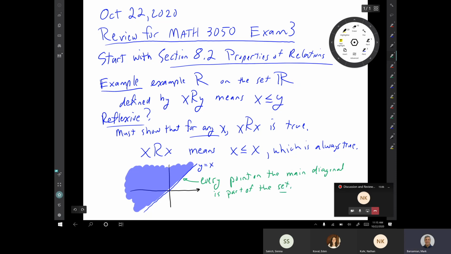And remember that the relation is a set. It's a subset of the xy plane. So the graph of the relation is just a picture of all the elements that are in the set. Okay, who can talk about symmetry?